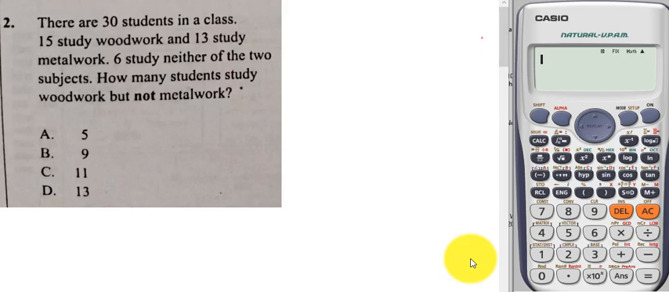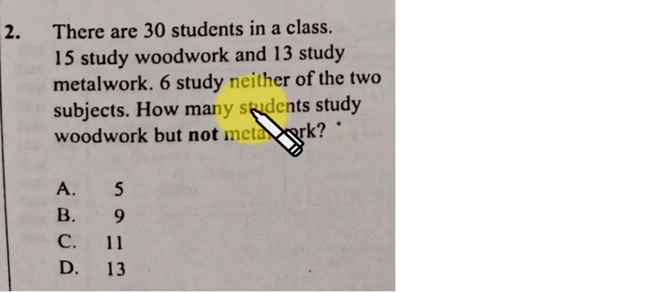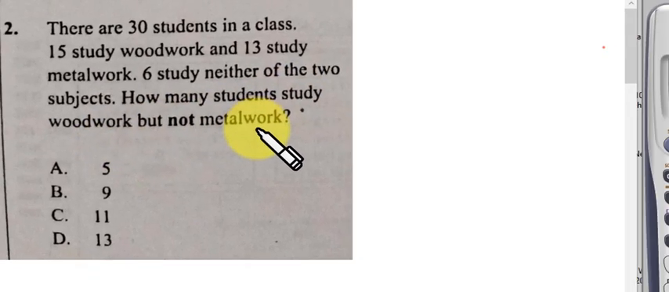In this video, we look at WASSCE General or Core Mathematics 2023 objective question number 2, the Nigerian paper, and it reads that there are 30 students in the class. 15 study woodwork and 13 study metalwork. 6 study neither of the two subjects. How many students study woodwork but not metalwork?